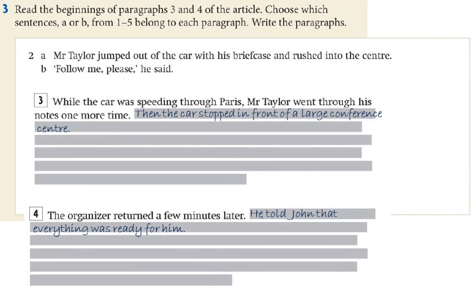Let's go to sentence 2. Sentence A: Mr. Taylor jumped out of the car with his briefcase and rushed into the center. Again, he is still in the car. It means that this sentence belongs to paragraph 3. Sentence B: Follow me, please, he said. So it is a conversation between two people, and these two people in paragraph 4 are the organizer and Mr. John. So, follow me, please, he said.